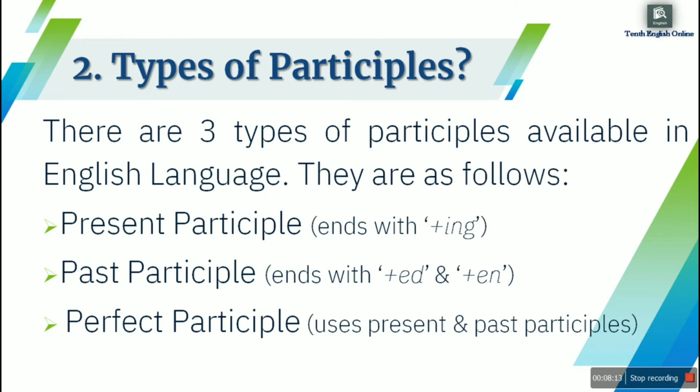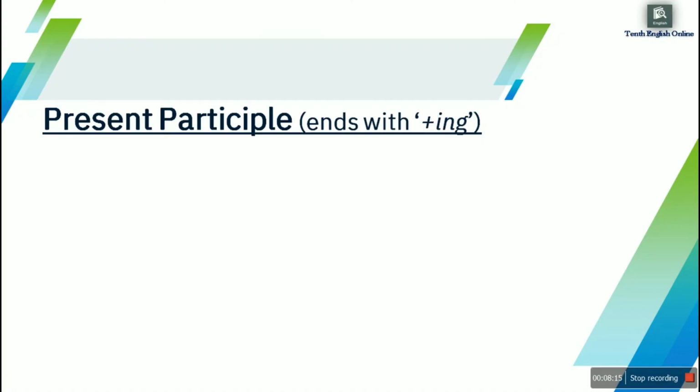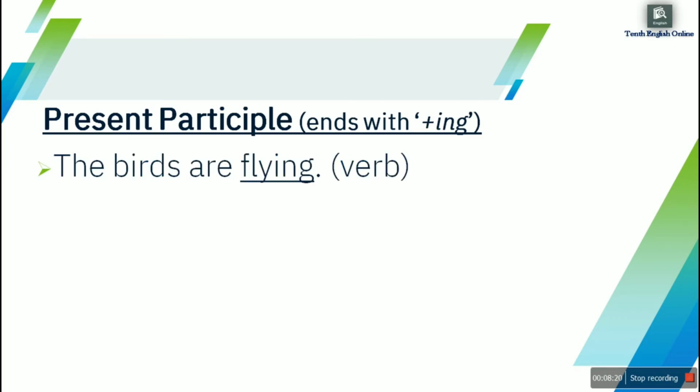Let's see examples for present participle. The birds are flying. So see here, flying is a participle because it is ending with ing form, but here it is a verb only because it is used after the helping verb. If participle is used after the helping verb, that becomes what? Present continuous action. Okay. Next example, the flying bird fell down.